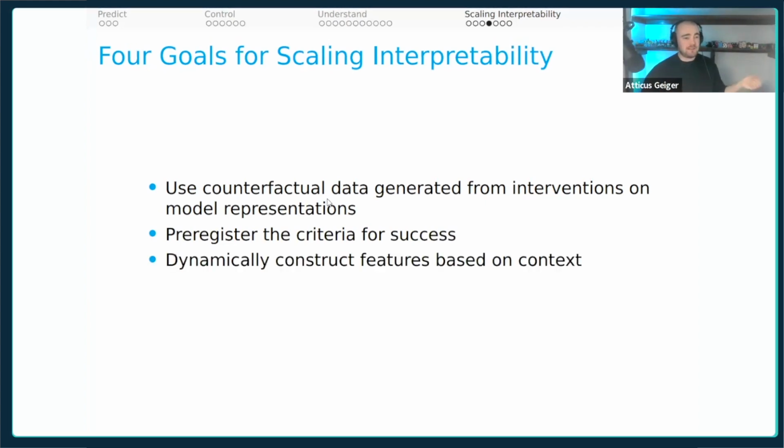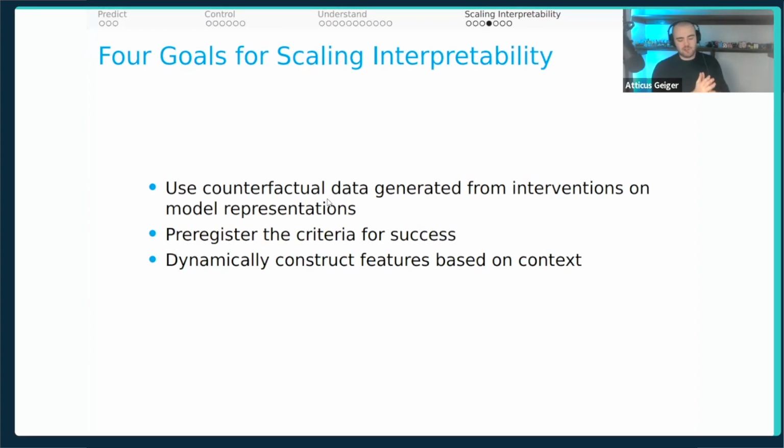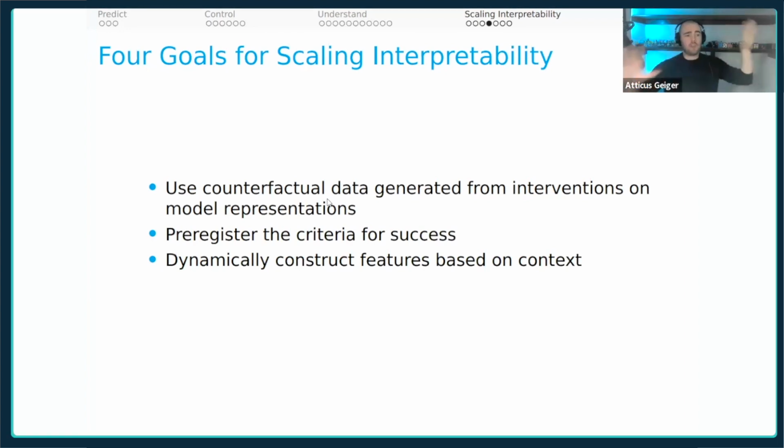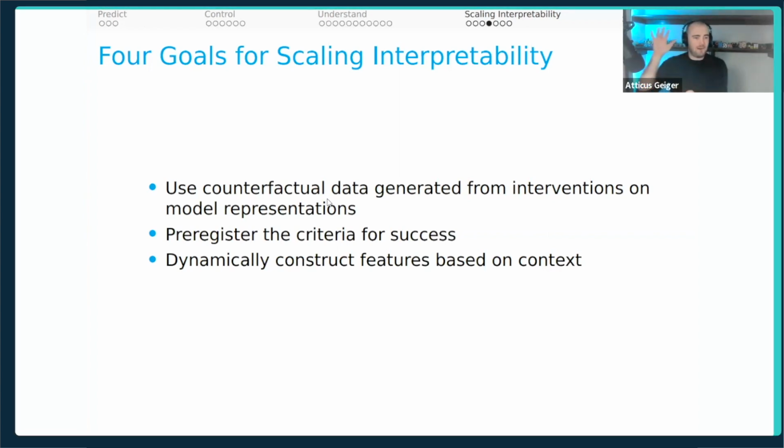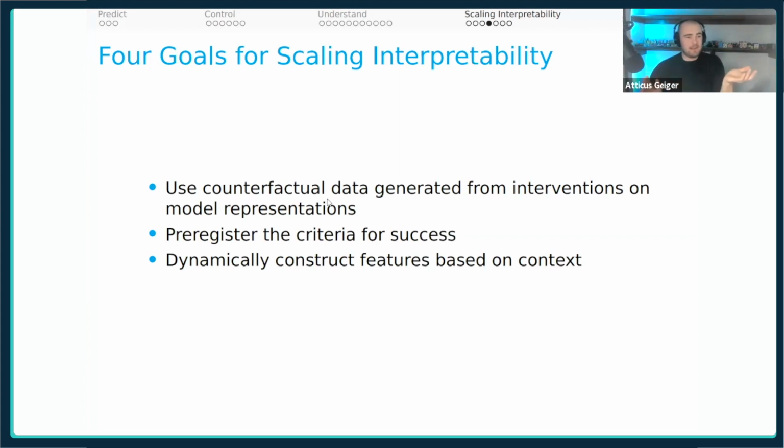Dynamically constructing features based on context. The whole SAE approach assumes that some vector can be understood in a model without looking at what's happening around it. That could just be wrong. There might be no way of featurizing a vector to figure out what concepts are in it without looking at other vectors in the model. I think that's entirely possible and kind of ignored by the architecture.